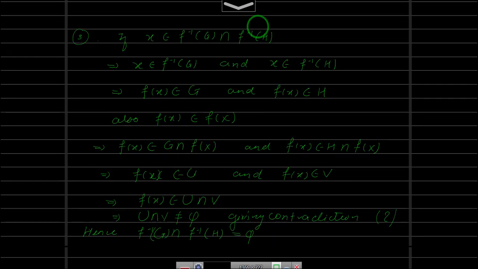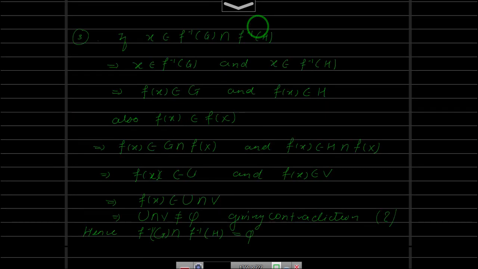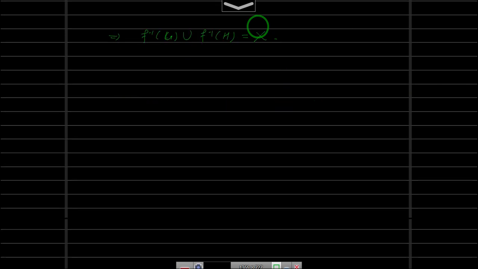Let's see what we have done. We have proved these four points. First, we showed that both are non-empty. Second, we showed that both are open. Third, we showed that the intersection is empty. And fourth, we showed that the union is the whole of X. Hence, the claim. So we have proved the claim.